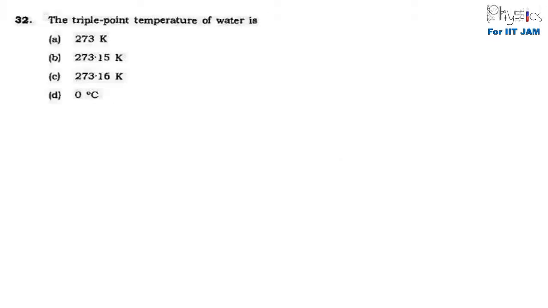So here is our next question. The triple point temperature of water is option A, 273 Kelvin, option B, 273.15 Kelvin, option C, 273.16 Kelvin, option D, 0 degree Celsius. So tell me which is the correct option here. Is it A or B or C or D?